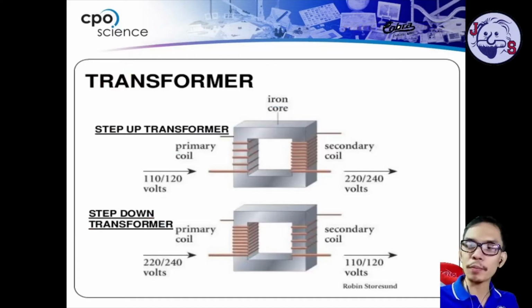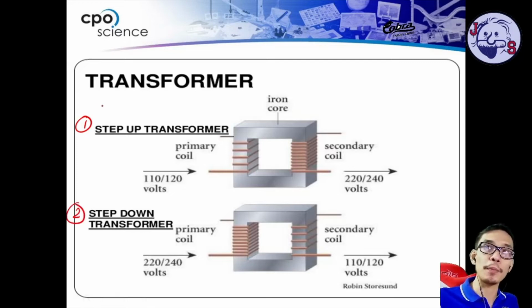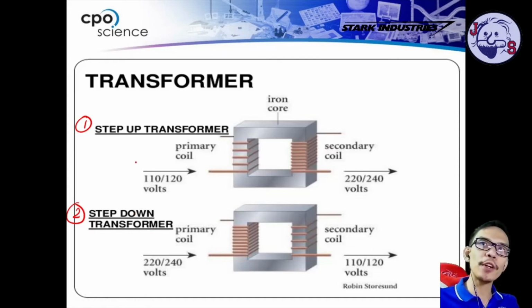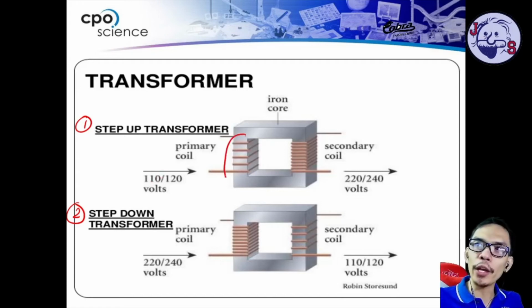There are two types of transformer: the step-up transformer and the step-down transformer. From the word itself, step-up elevates the voltage, and step-down decreases the voltage, for useful purposes. Let's start first with the step-up transformer. What you should take note of with the step-up transformer is that the primary coil has fewer turns than the secondary coil.